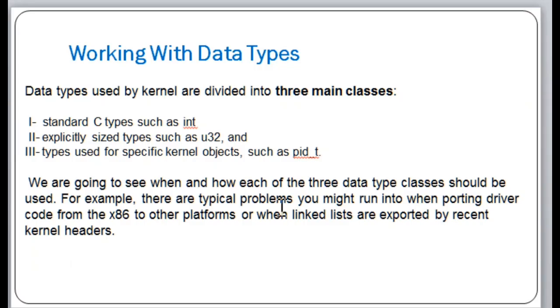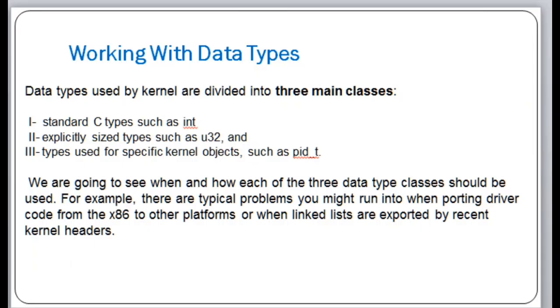So let's move on to data types. Data types used by a kernel are divided into three main classes. The first is standard C types such as integer, then explicitly sized types such as U32, and types used for specific kernel objects such as PID_T. We're going to see when and how each of the three data type classes should be used. For example, there are typical problems you might run into when porting driver code from x86 to other platforms, or when linked lists are exported by recent kernel headers. This is just an architecture type, guys. This is an x86 type, okay?